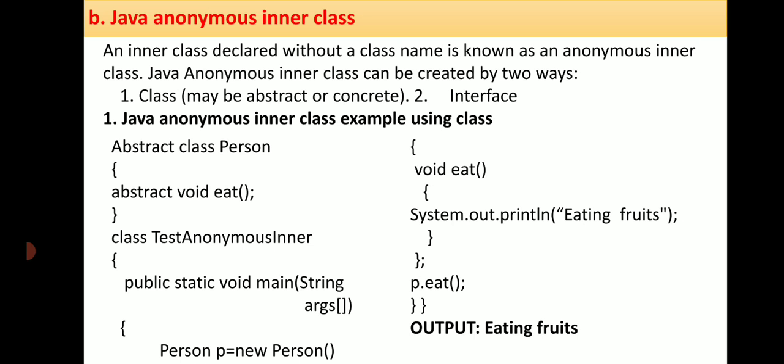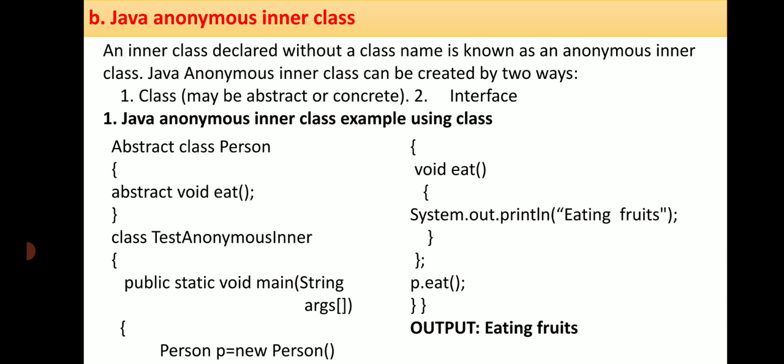But here we are not providing any class name at all, just Person p = new Person followed by an opening brace. Directly we implement the abstract method, and in that we provide the output statement, eating fruit. Then we close the method, close the brace, and then we call the method of this anonymous class, p.eat.